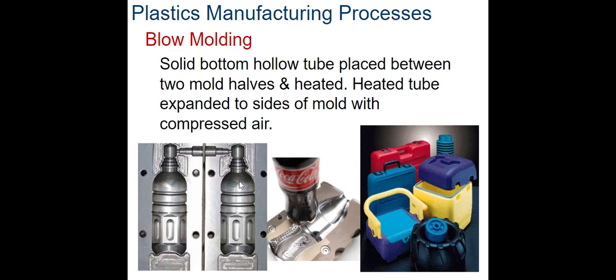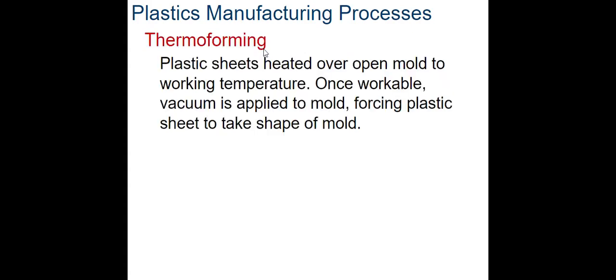Blow molding is basically where you put the plastic in and then you blow air into it. Basically, you've got a solid bottom and a hollow tube gets placed between these halves and then gets heated. And then again, the compressed air is what makes the actual mold. Typically, things like coolers and these kind of cases that hold tools will be made using a blow mold. You can see wheels like on children's cars.